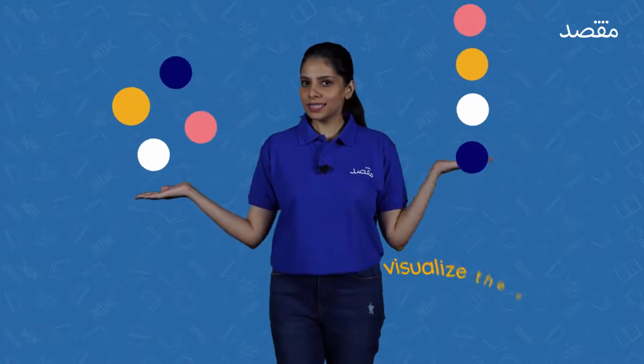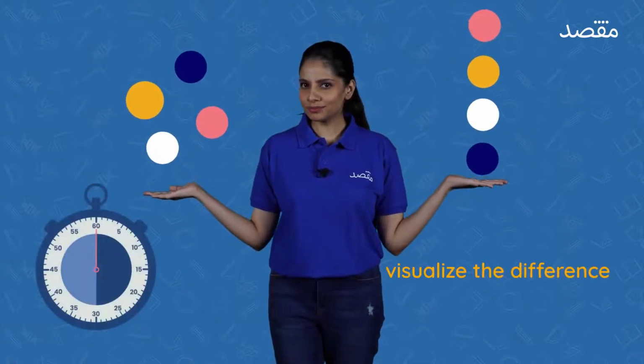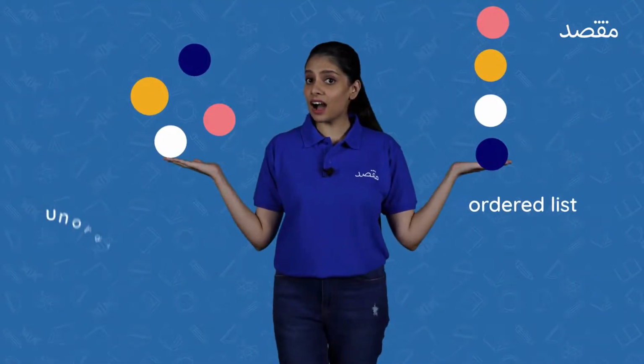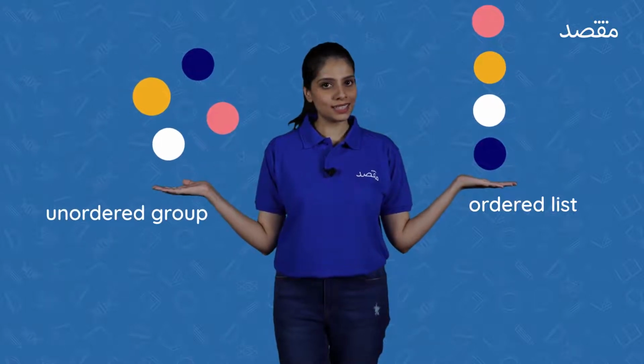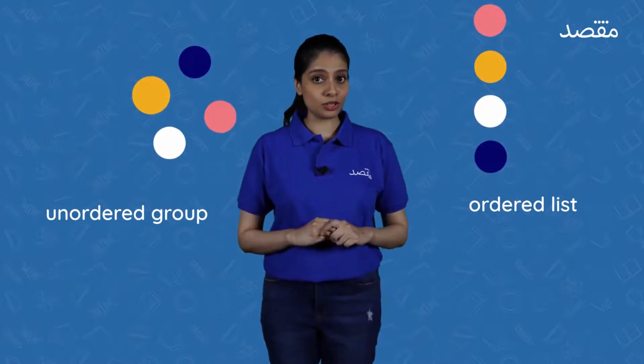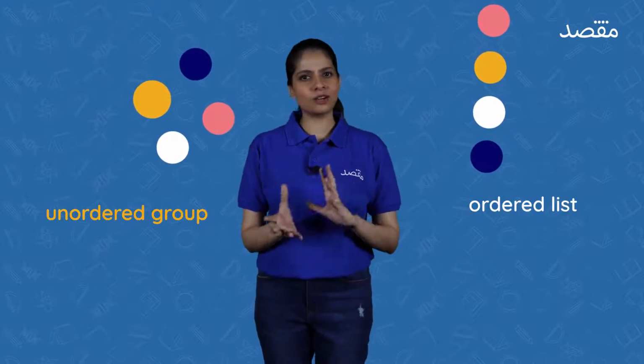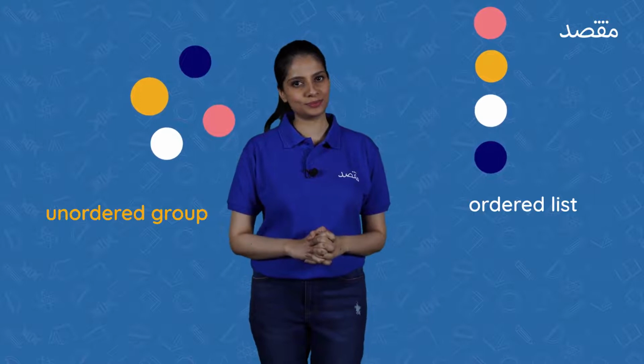Now, let's look at these two images. क्या इसमें कोई difference नज़र आ रहा है आपको? ज़रा सोचें. You're right. This is an ordered list and this is an unordered group or set. So now we're being introduced to the concept of whether order matters or not. Let's learn this concept by the means of an example.